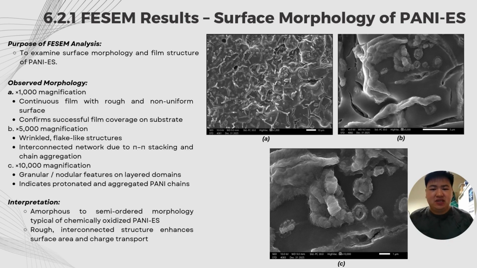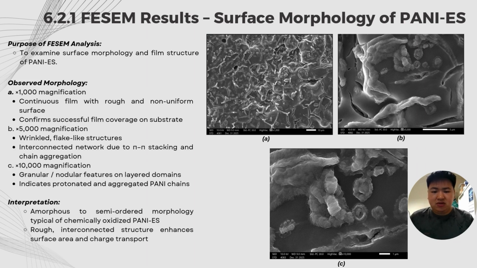Next, the FESEM image shows the surface morphology of the PANI-ES film at different magnifications. At low magnification, the film appears continuous but rough, indicating successful coating on the substrate. At higher magnification, wrinkle and flake-like structures form an interconnected network which arises from polymer chain aggregation and pi-pi stacking interaction. The absence of sharp crystalline features indicates an amorphous to semi-ordered structure, which is typical for acid-doped polyaniline and beneficial for charge transport.